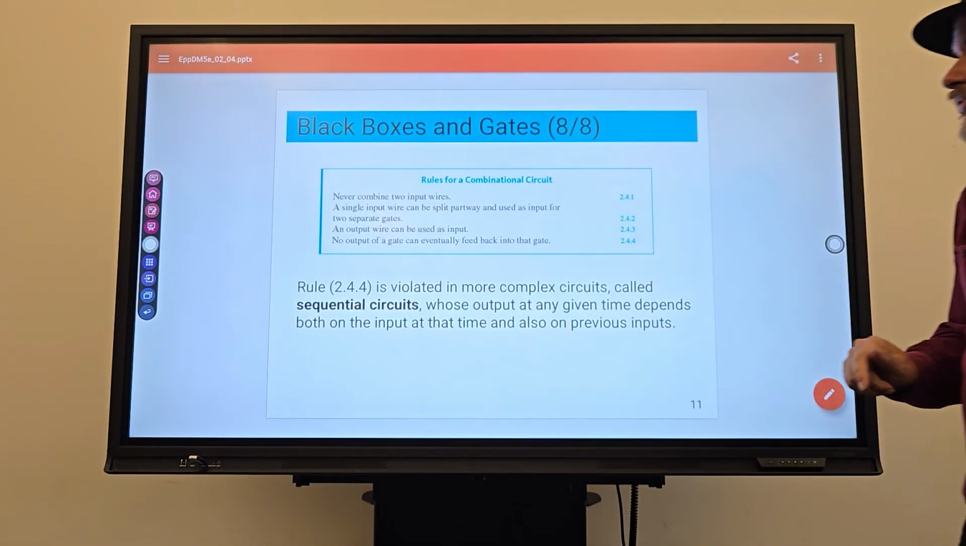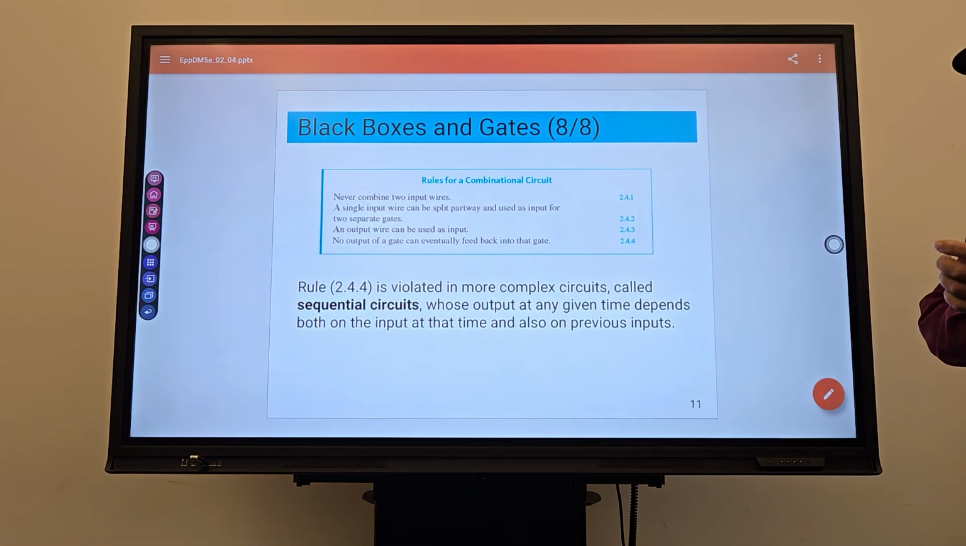Now, the rules for a combinational circuit: never combine 2 input wires. The reason is, if you have 2 inputs coming in and joining, if one is high and one is low, you'll have a short circuit. Nothing will go to where you want it to go. It'll just short out, things will start smoking, and we all know smoking is bad for you. So, no combining inputs.